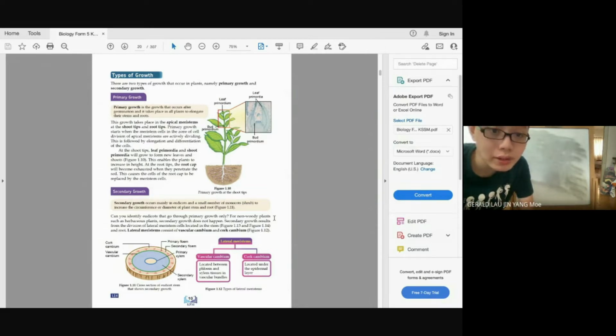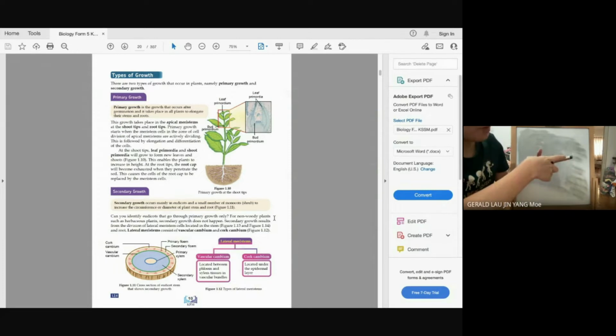Okay, at the shoot tip, leaf primordia and shoot primordia grow to form new leaves. Root cap will become exhausted when they penetrate the soil, so it is replaced by meristem cells. Okay, secondary growth is where it becomes thicker. That means it involves the lateral meristem.